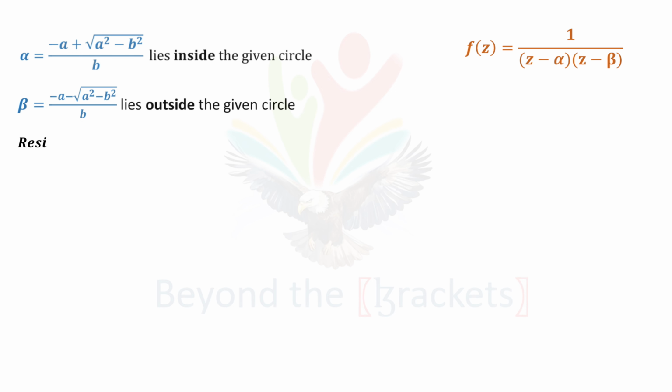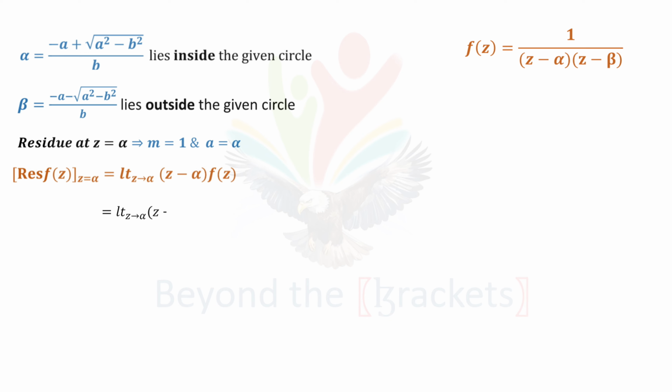To find the residue at z equal to alpha, we have m equal to 1 and a equal to alpha. Using the formula for residue at a simple pole, we have limit as z tends to alpha, z minus alpha into f of z, that is 2 by ib into 1 divided by z minus alpha into z minus beta. Z minus alpha in the numerator and in the denominator cancel out. Substituting limit as z tends to alpha, we get 2 by ib into 1 by alpha minus beta.